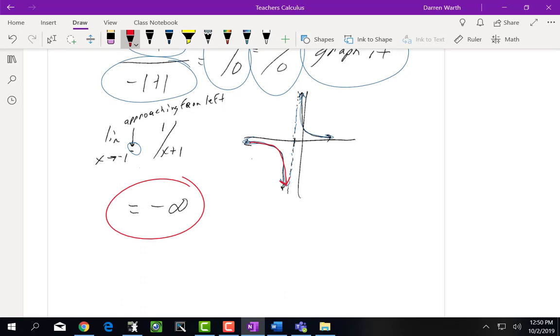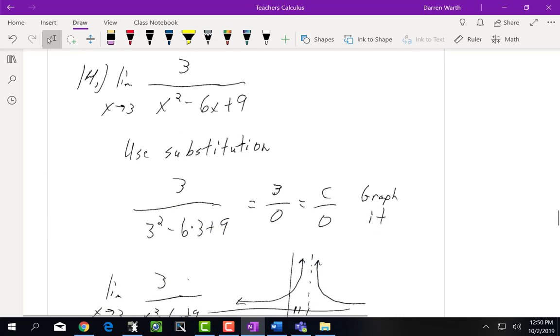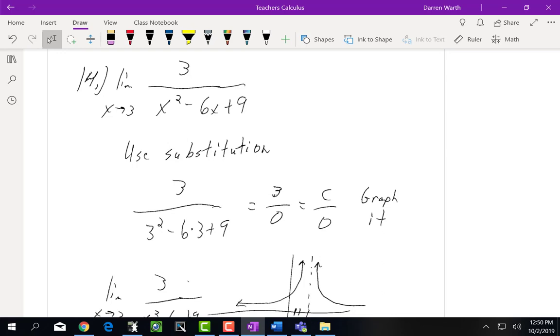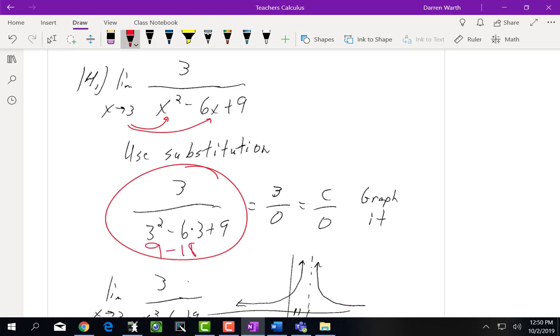Okay, on number 14, it wants me to find the limit. I'm going to scroll up to 14. So the limit as x approaches 3 of 3 over x squared minus 6x plus 9. You're going to use substitution again. Substituting in my 3, I get 3 squared, which is 9, minus 18 plus 9. So I have 9 minus 18 plus 9. That's going to give me 3 over 0. So again, I've got a constant over 0, so I know that I'm going to either infinity, -infinity, or it does not exist.